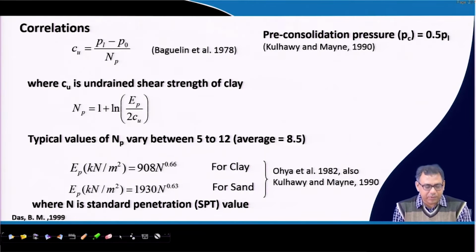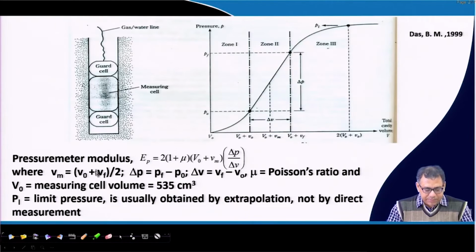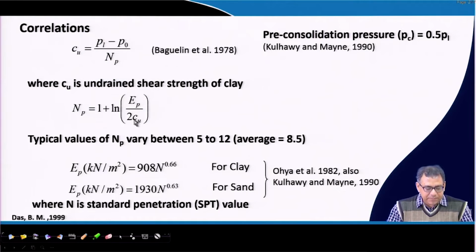Once you get this EP and PL, P0, PF, again we use these values in correlations to get the soil properties. I can get the undrained shear strength or the cohesion, and that expression is PL minus P0 divided by NP. PL and P0 I have already discussed, and this NP I will get by using this equation, and EP I will get from this equation and put it here. But in that case there will be a Cu in both places, so by trial and error I can get the Cu value. There is only one unknown, but the solution is very complicated, so using trial and error you will get the Cu.